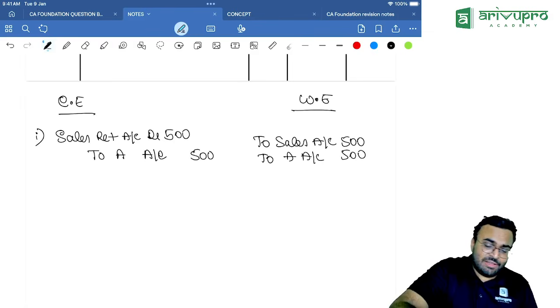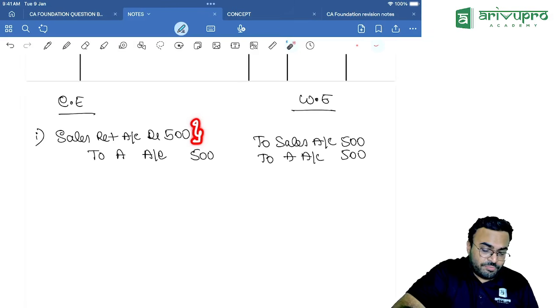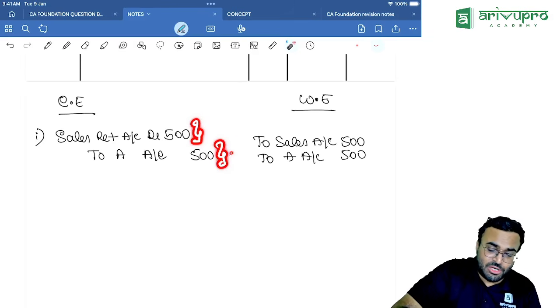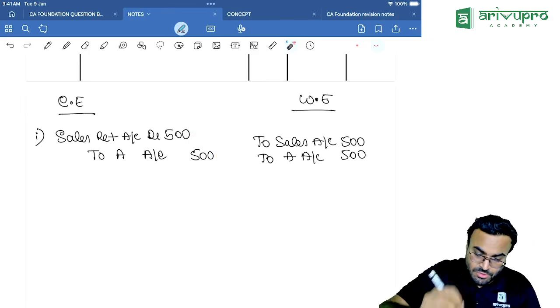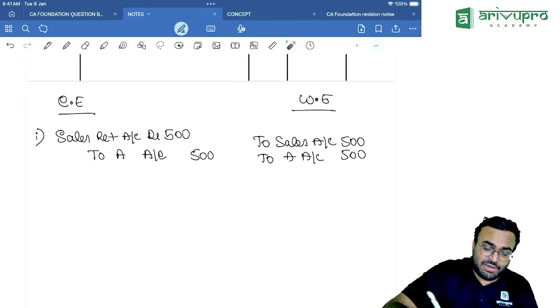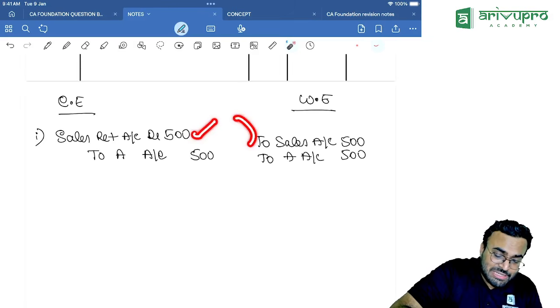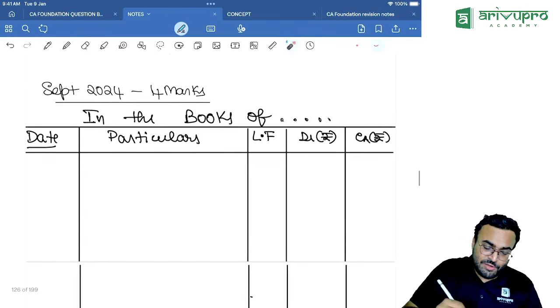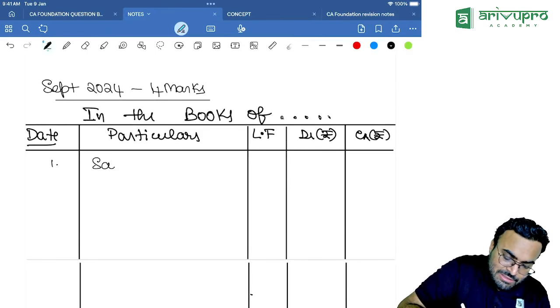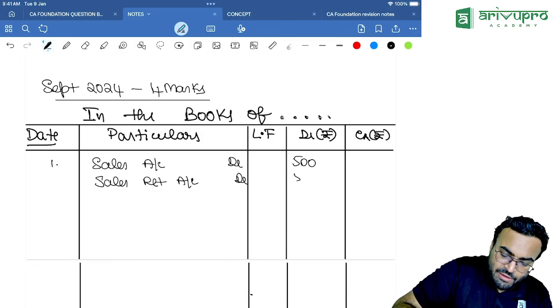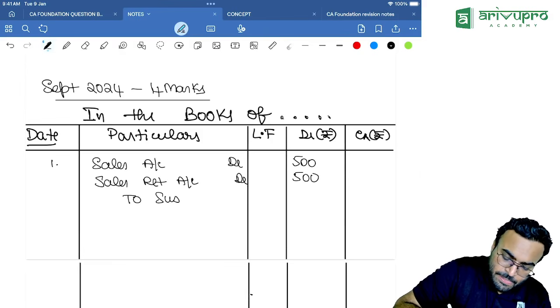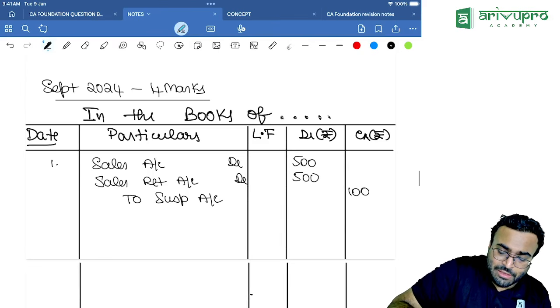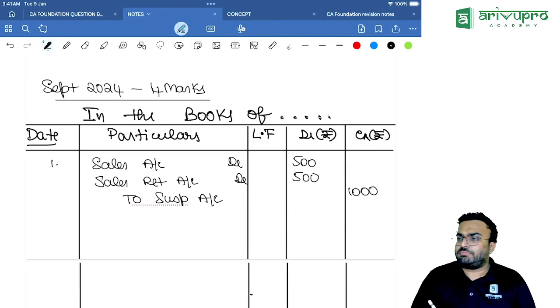Clear? Now to rectify this, sales return has to be debited. A's account has to be credited twice because you have to remove this. Sorry, A's account is correctly done. So sales return has to be debited. Sales has to be removed, so sales also has to be debited. And the credit will be to suspense account. So the first rectification entry over here will be sales account debited 500, sales return account debited 500 to suspense account 1000.